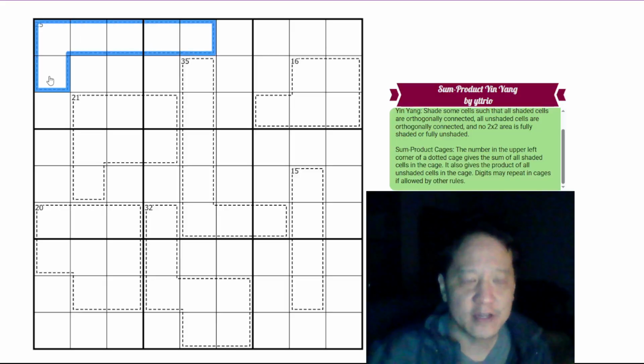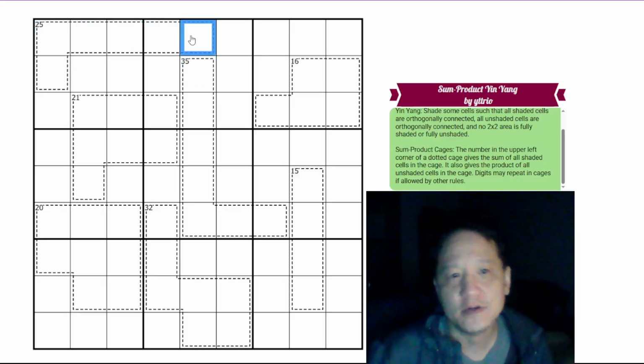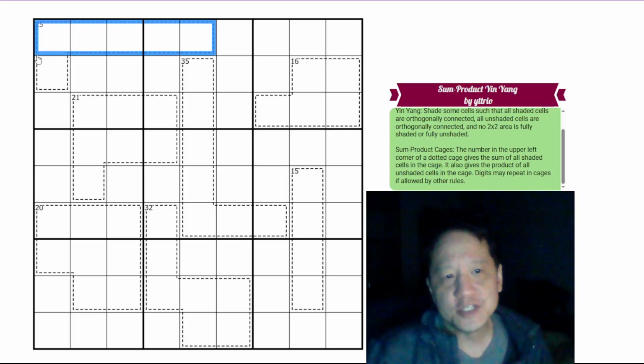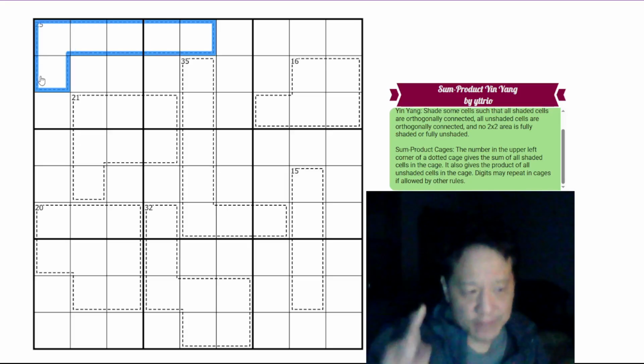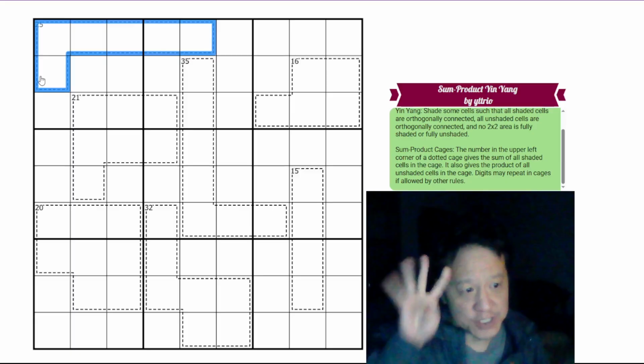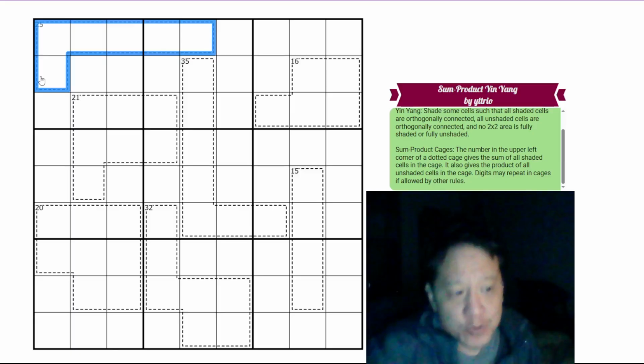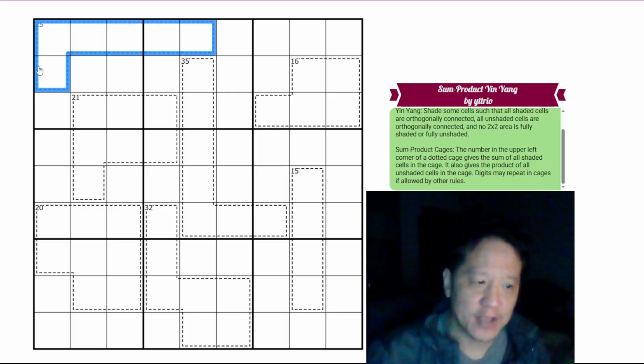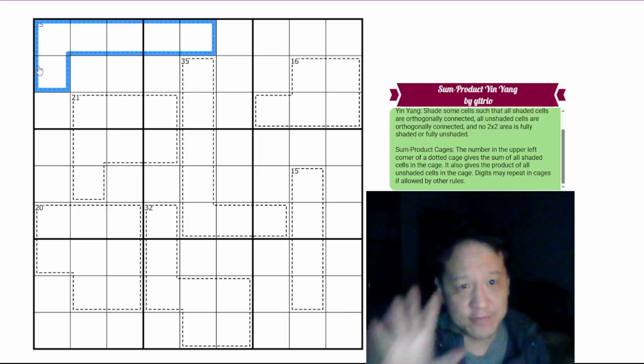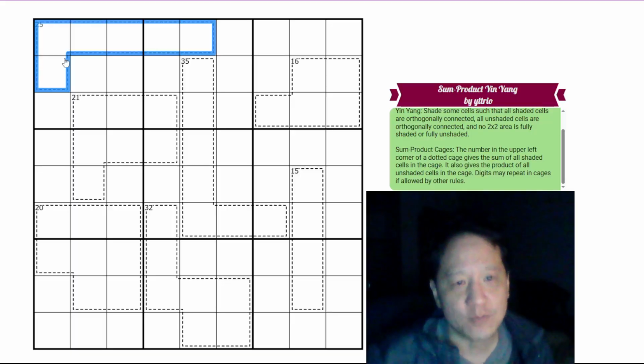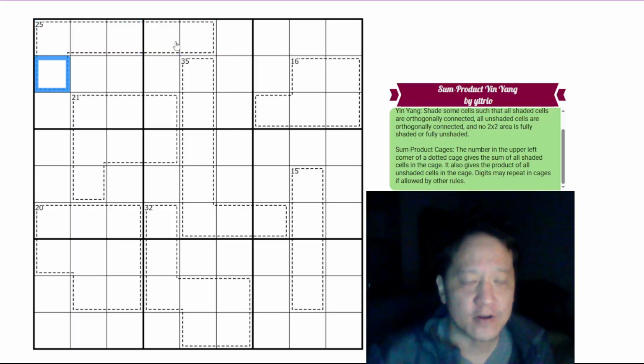What we have here is interesting. So, the digits here must add up to 25. That's at least 4 digits. But to multiply to 25, you have to have a 5 and a 5. And it has to be different ones. So it has to be 5 here and then 5 in one of these two cells.